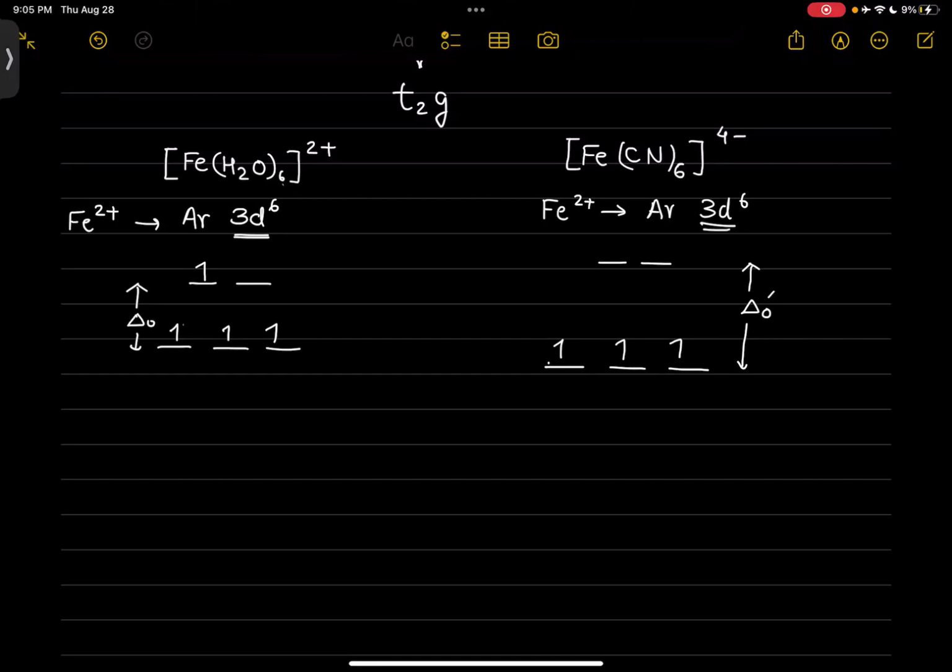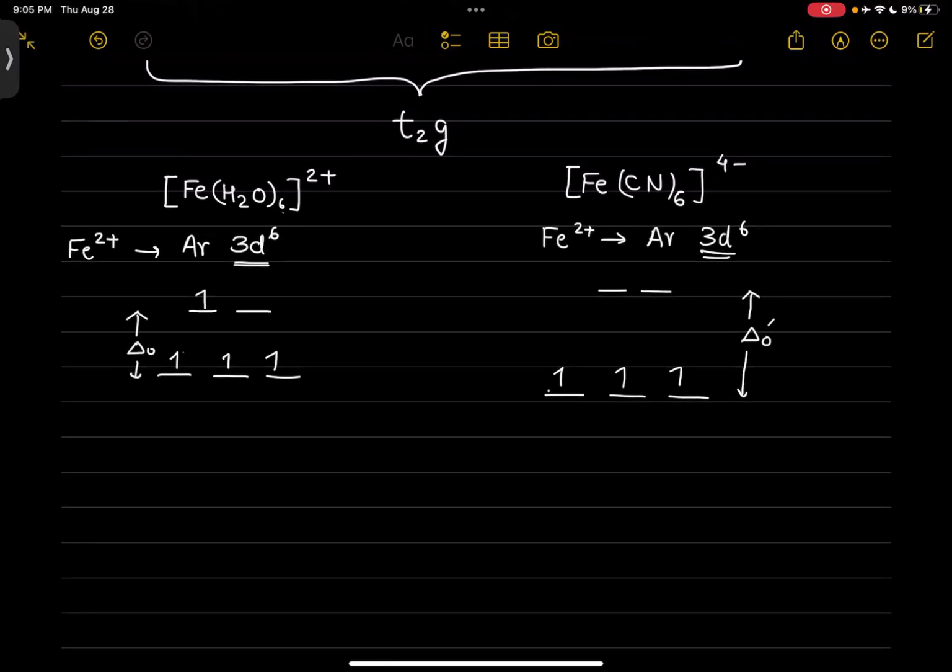If you get into the detail, the ligands are weak, so the gap is very small. So why pair them up? Because pairing requires energy, repulsion will be there. The pairing will have more energy, and the delta of that splitting is very small. So just let them remain unpaired. So 4th, 5th, and now 6th electron, definitely I'm going to put it here. Is it clear?